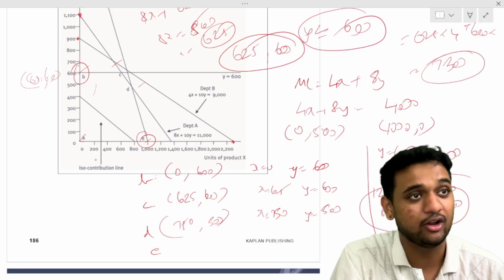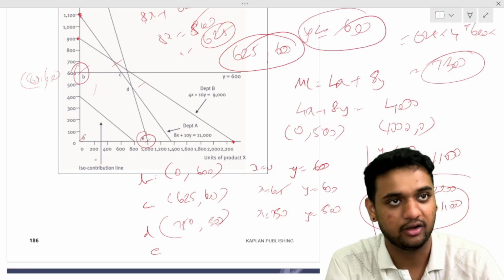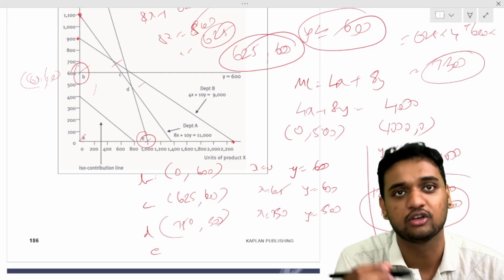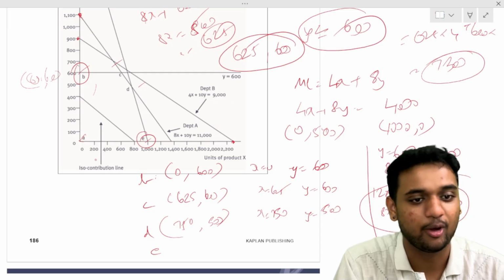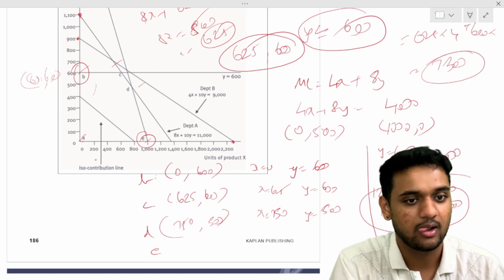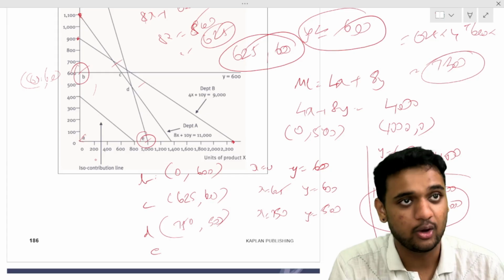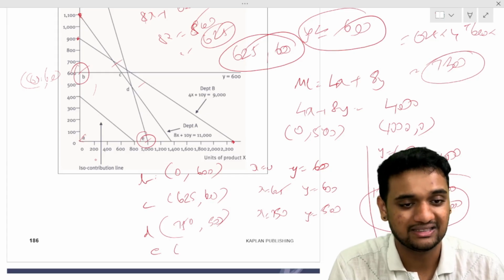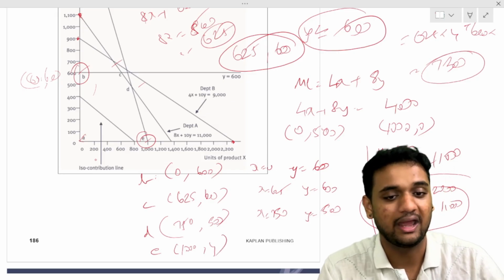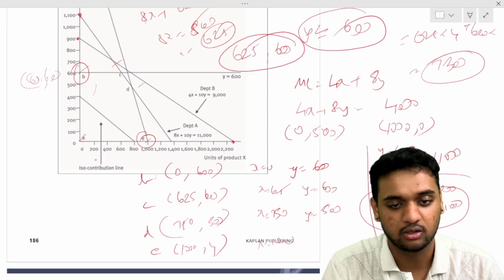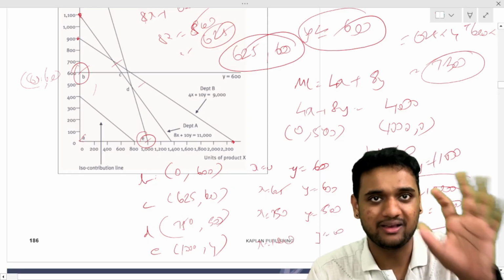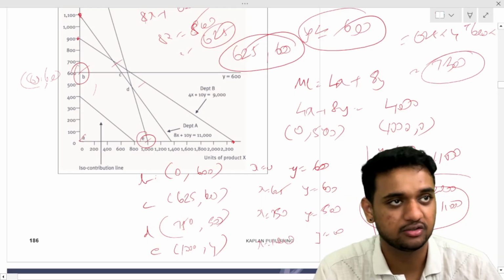But for C and D, we don't know the point. We have to find the point. To find it, we are solving 2 equations. D also, to find the point, we are solving 2 equations. But point B and point E, we already know the points. Point B is x is 0, y is 600. Point E is y is 0, x is 1000. So our best point should be one of these 4 points.